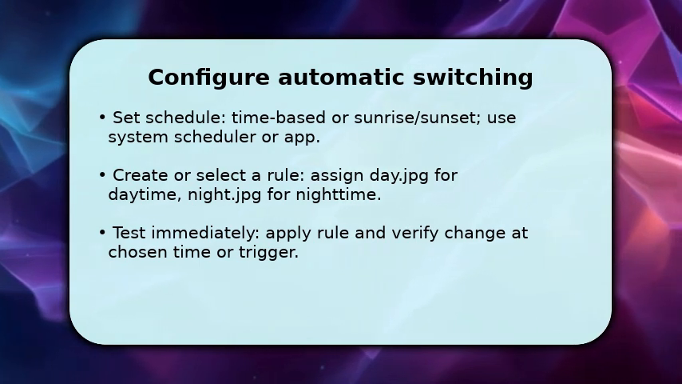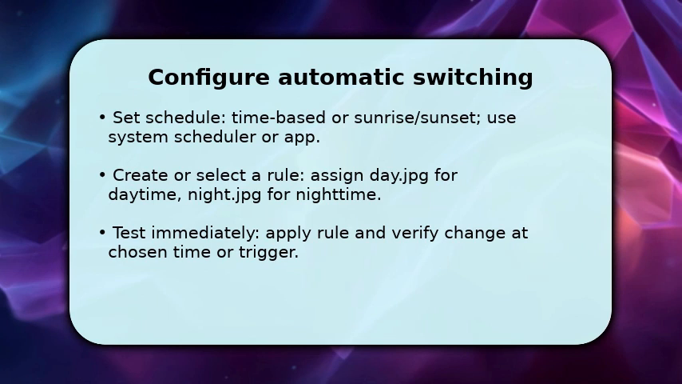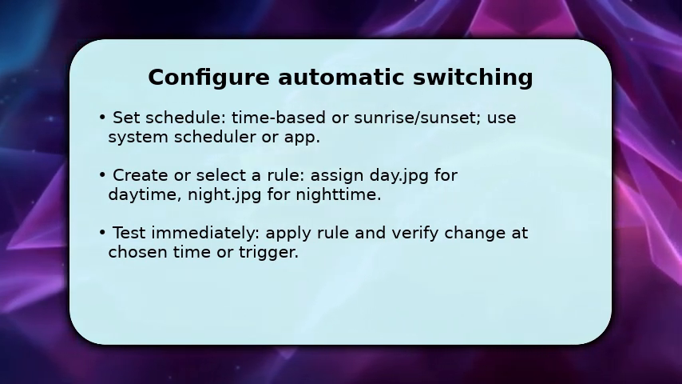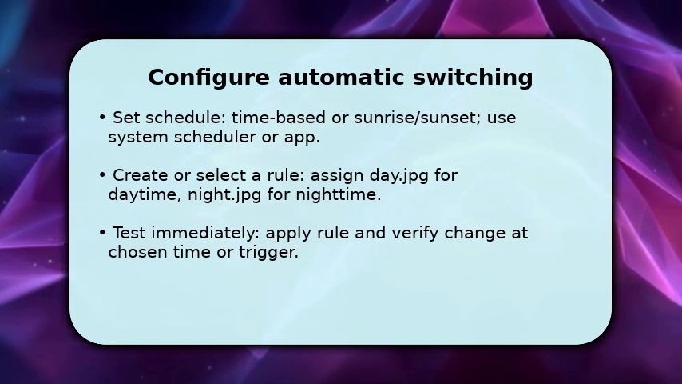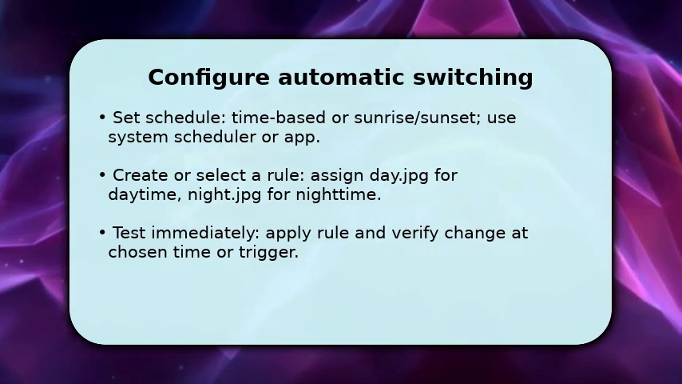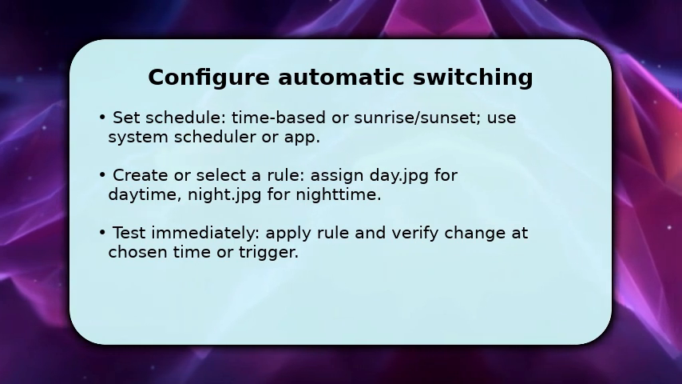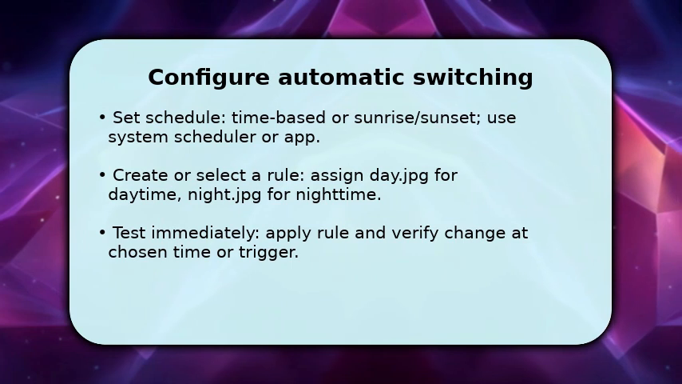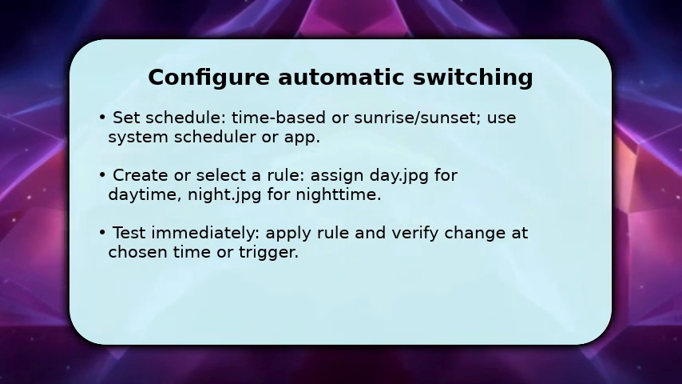Add a new rule, pick day.JPG for your daytime range and night.JPG for nighttime. If the app supports triggers, set location access so sunrise/sunset updates automatically. Once configured, run an immediate test by forcing the schedule to apply. Confirm the images change, and the cropping or scale.